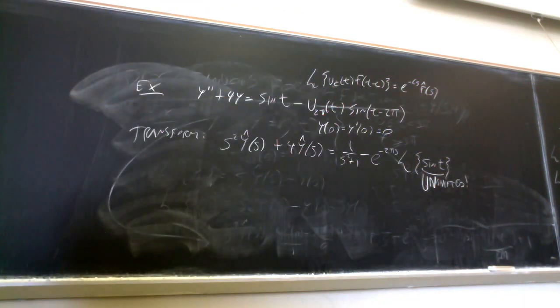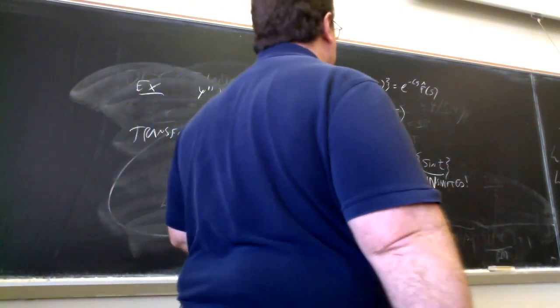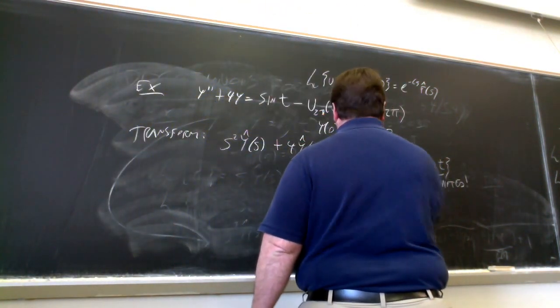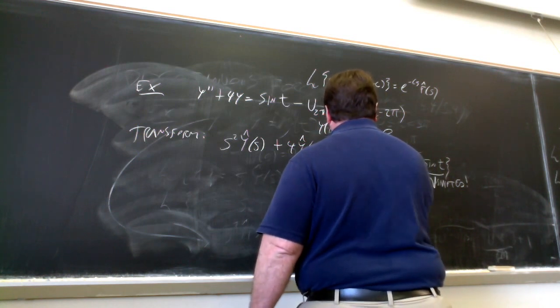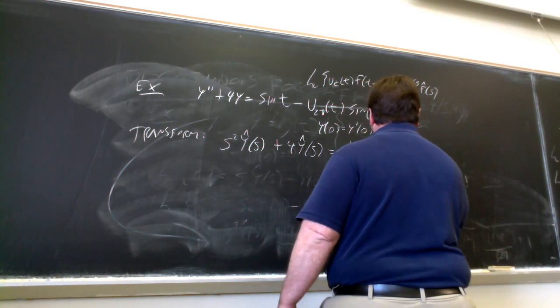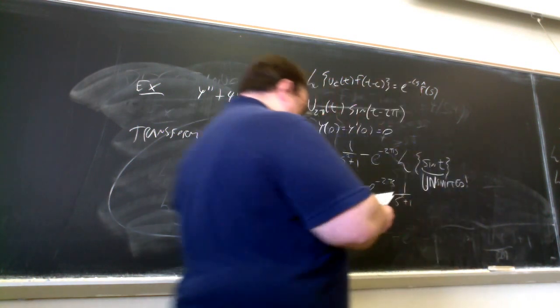So be careful about that. That's a possible stumbling block. And we know what that is. So now we have 1 over s squared plus 1 minus e to the minus 2 pi s, another 1 over s squared plus 1.